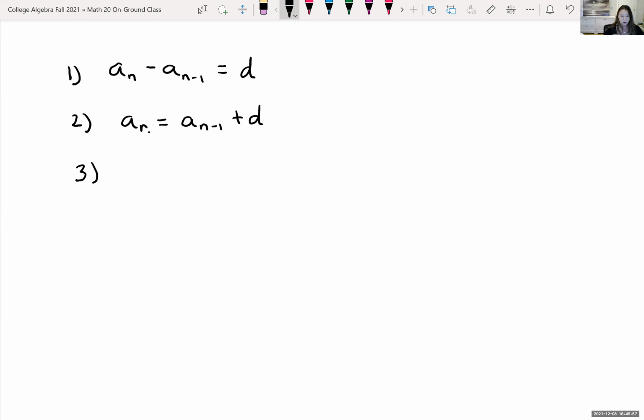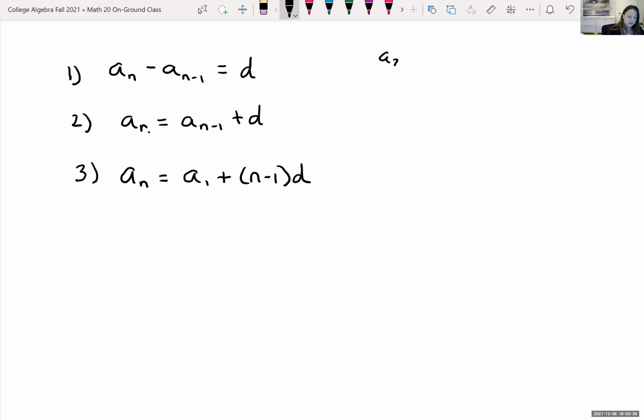And then we did some work to figure out what the other terms were. Another way to write this in just terms of a sub 1 and d: a sub n is equal to a sub 1 plus n minus 1 times d. And we derived that formula in class. And if you don't remember that formula, if you remember the first two, you can definitely get it.